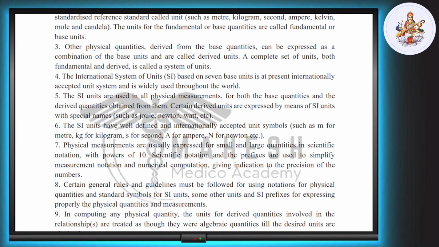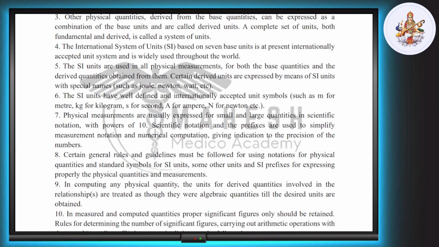6. Symbols for SI units. The SI units are represented by standard symbols. For instance, meter is represented by m, kilogram by kg, second by s, ampere by A, and so on. These symbols are internationally accepted and must be used correctly.